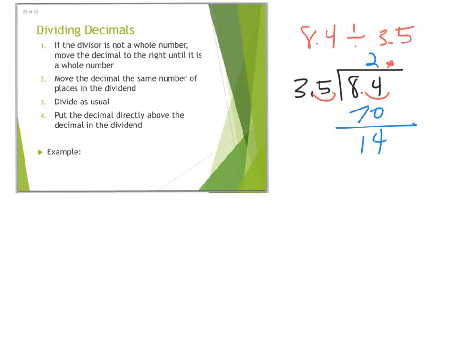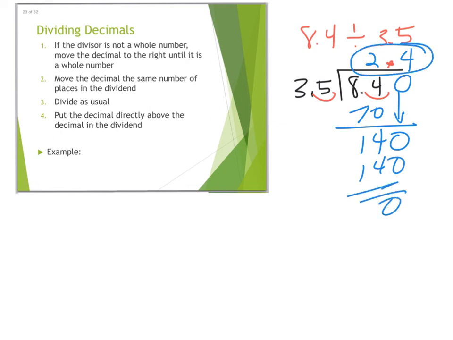Now this, when you were a little kid, you learned remainder 14, right? No, we're not doing that. You need to give it a 0 and bring it down. 35 goes into 140. By the way, I happen to know exactly 4 times. 4 times 35 is 140. You're done once you reach that 0. So the answer is 2.4.